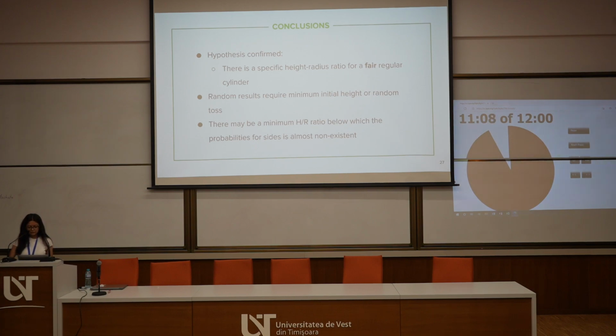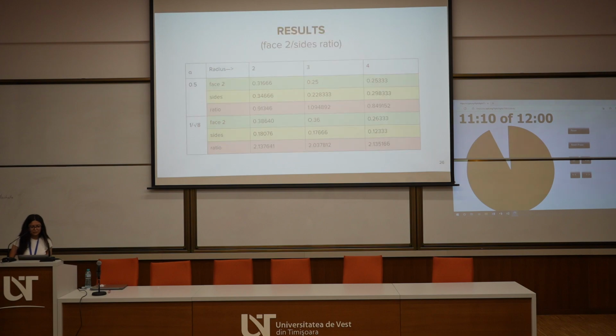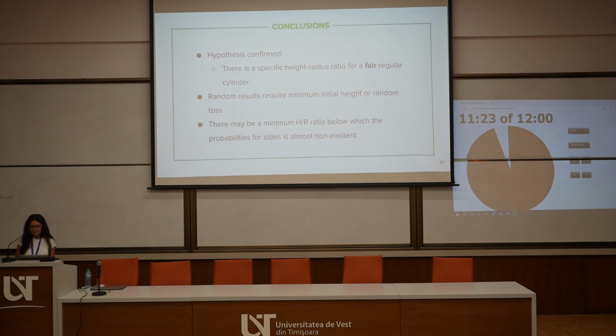Now, as a conclusion, our hypothesis was confirmed, and there is a specific height to radius ratio for a regular cylinder, which is a third, because also if we see here again, the one that had a null coefficient of 0.5, which is highly equal radius, has pretty much the same probability on each one of these phases, to confirm just what we did with the 3D printed dice.